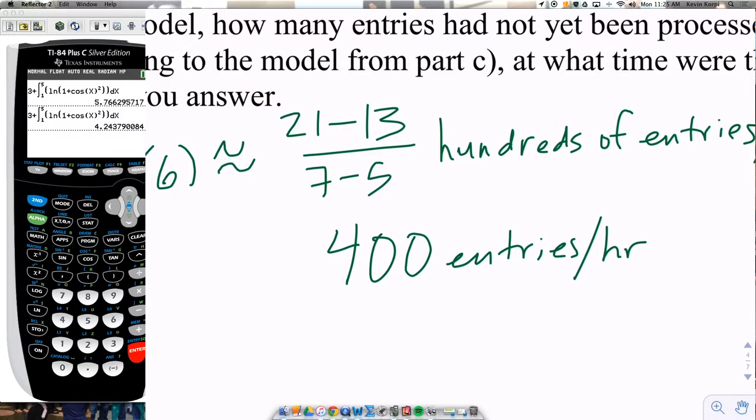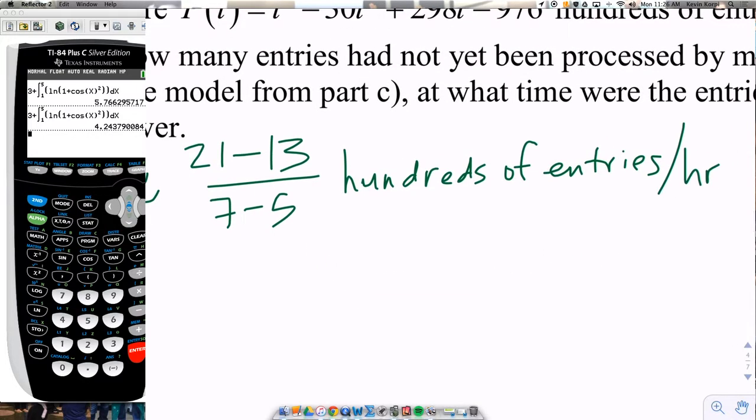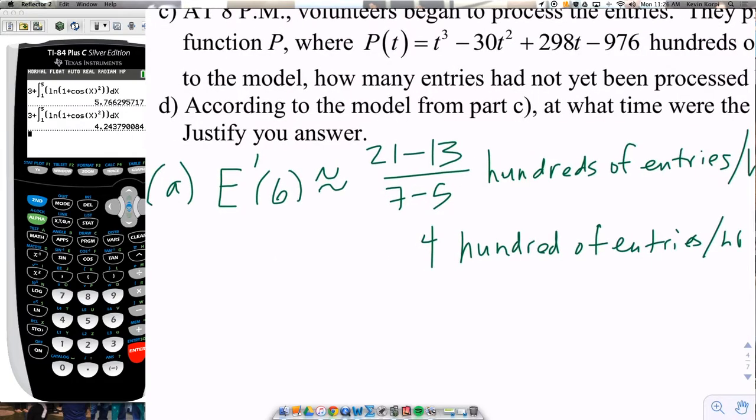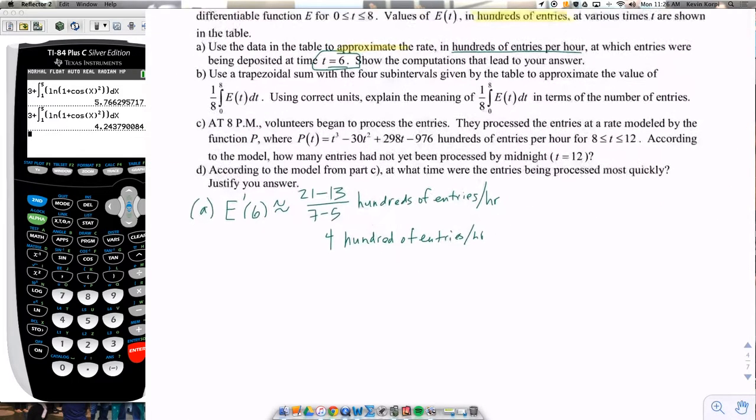But if you wrote it as 400 entries per hour, you do not lose any points. But I would not do that, okay? Because now you're going to start getting confused. So just work with hundreds of entries per hour. If you wanted to simplify for the bonus points that you don't get, 400 entries per hour. Okay, so that's an approximation. Don't even do that. But, okay, it's nice to know.